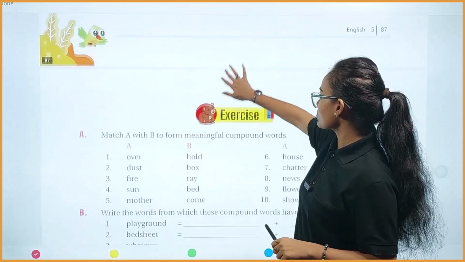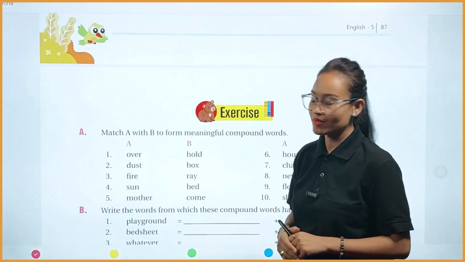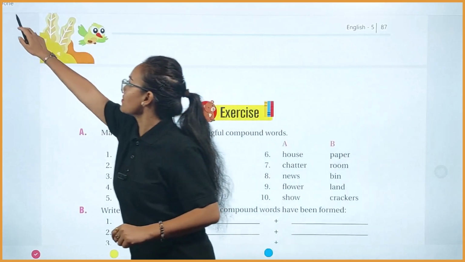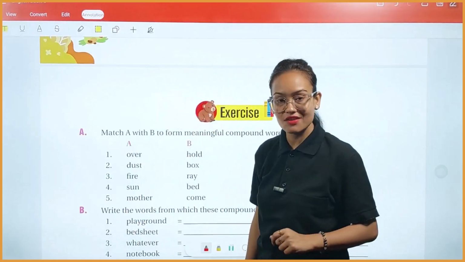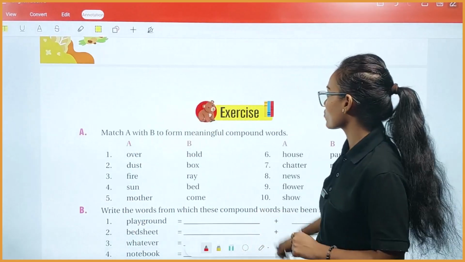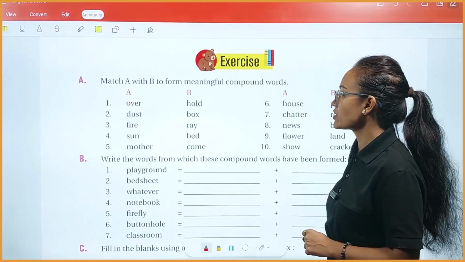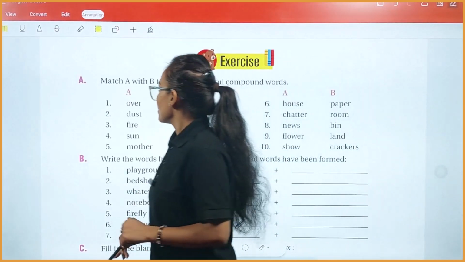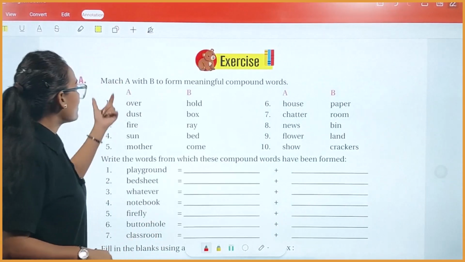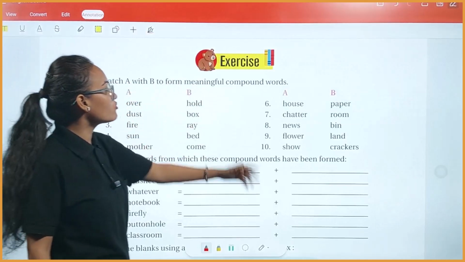Now, my dear student, we are going to see the exercise of this chapter. See, answers are already given here. You can take the help of answers. So the first exercise which we are going to complete is A. Match A with B to form meaningful compound words.